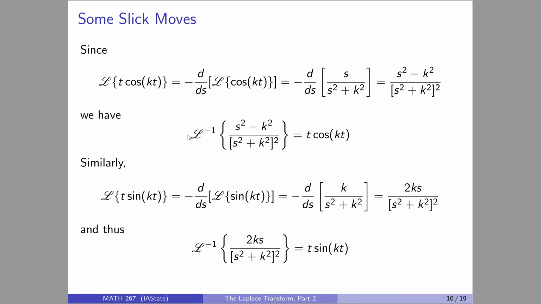And thus from here we can see the inverse Laplace of there giving me the t times cosine. Similarly for sine, if you see an s squared plus 1 quantity squared with an s in the top, here's how you would handle that. There you go.